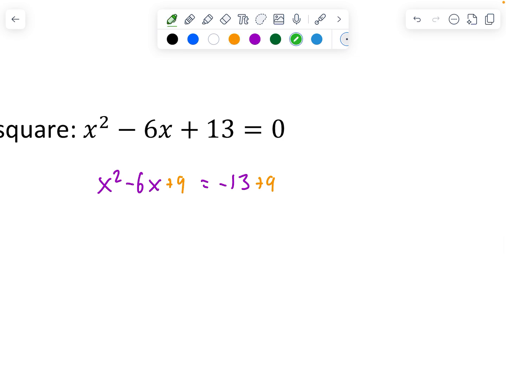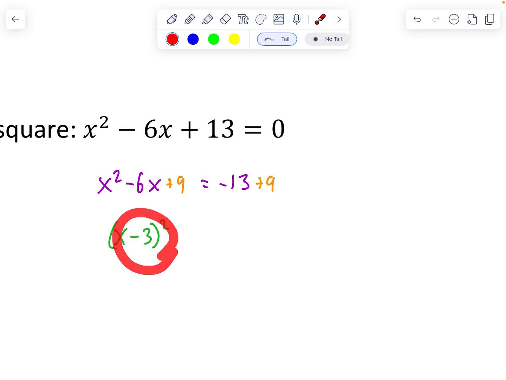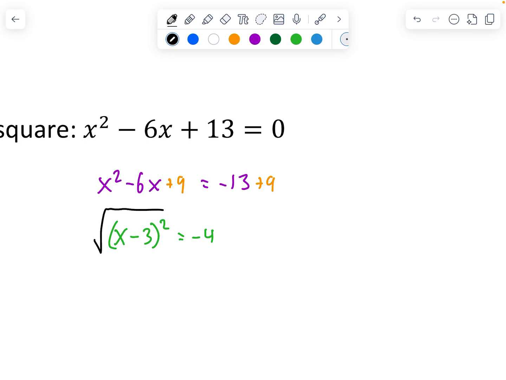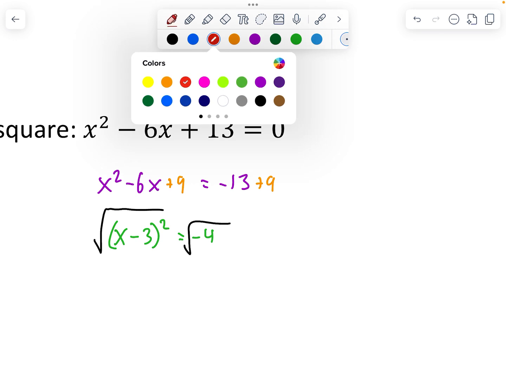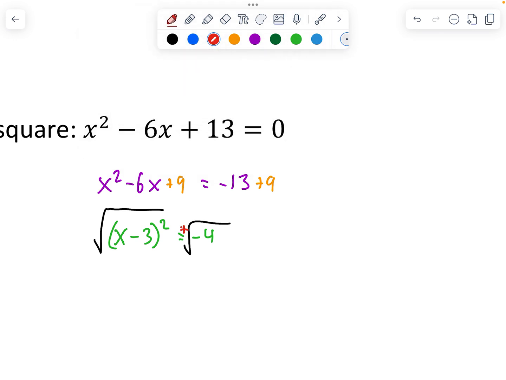But what that does is it makes the left side a perfect square, always, into whatever b over 2 was. This number divided by 2 is always going to be that. And so it squares. And now we can solve it by square rooting, equals negative 4. Now in this one, we square root both sides. When you square root both sides, throw your plus or minus in there.